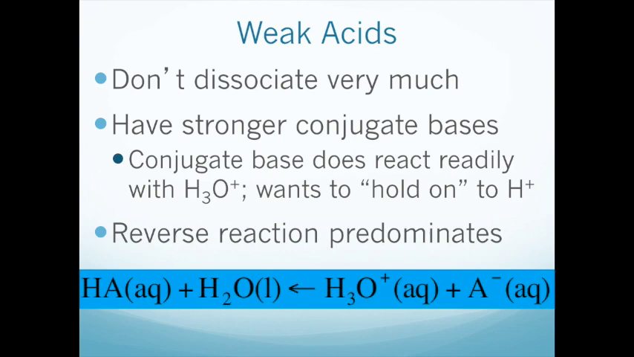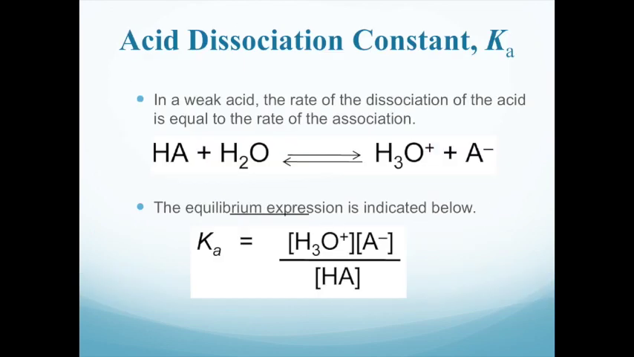Now, this property can be useful in tuning chemical reactions. But first, we have to talk about the equilibrium between these two processes. So, just like with other equilibrium processes that we've talked about, there is a dissociation constant associated with it, or an equilibrium constant. This one's referred to as the acid dissociation constant. And in a weak acid, the rate of dissociation of the acid is equal to the rate of the association. So, when these two processes happen at equal rate is when equilibrium has been established.